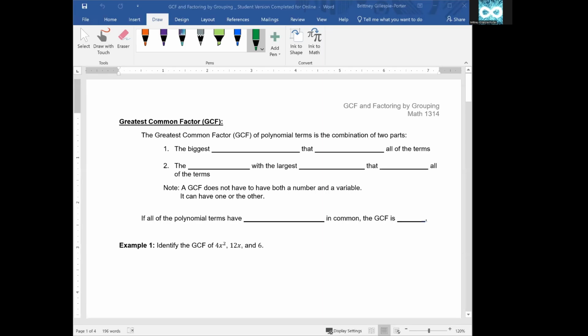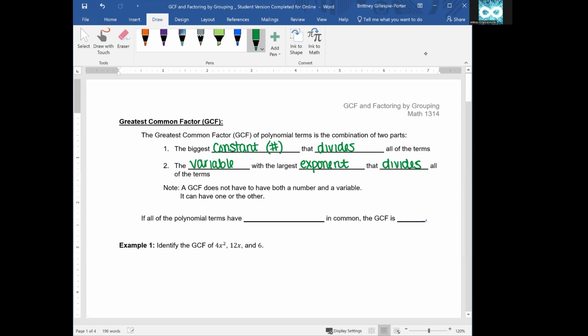Let's talk about the greatest common factor, which we also call the GCF for short. There are two parts to your GCF. The first part is the biggest constant, which is a fancy way of saying a number that divides all of the terms. And then we need to look for the variable with the largest exponent that divides all of the terms.